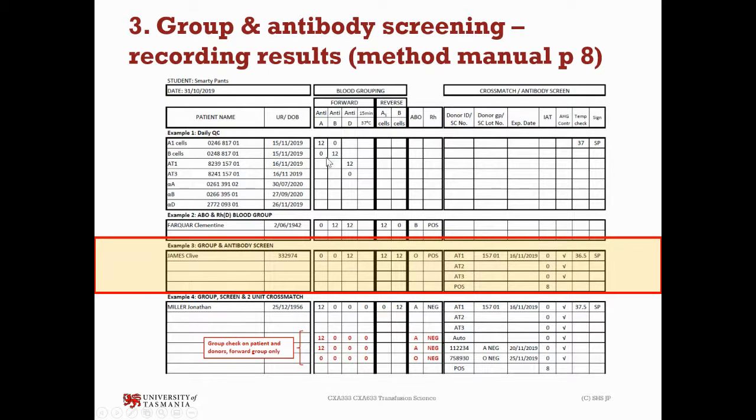So even though you've done your QC up here, you still put your lot number here and your date of expiry here. The other thing that you do is check the temperature of your water bath, because remember, that is one of the causes of false results, or factors affecting your AHG. And you initial it so that we know who's done the test. All of this is in your method manual on page 8.